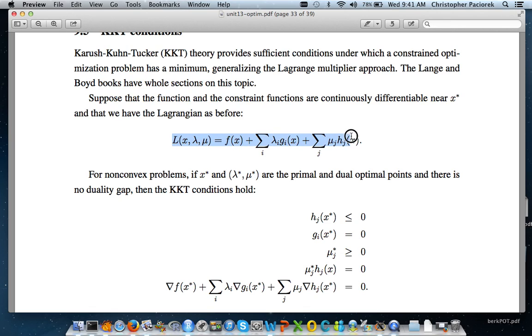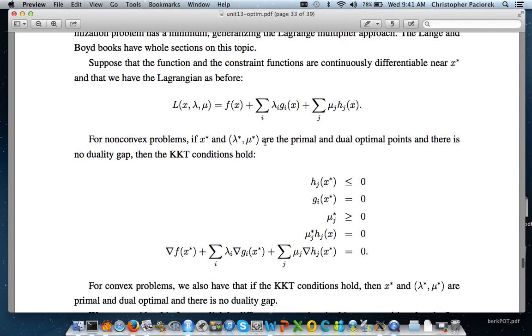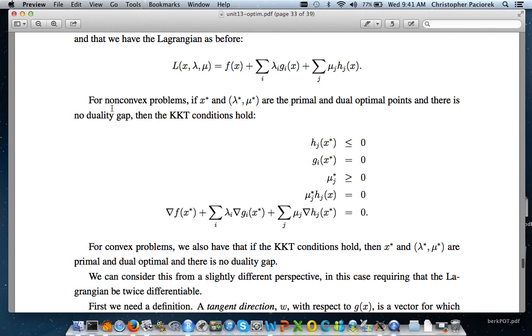So we have the Lagrangian, again, that tries to deal with both the minimization and incorporating the constraints into the minimization. It turns out that for non-convex problems, if you have a candidate x star and corresponding lambda star and mu star that are these primal and dual points, and if there isn't any duality gap, then these conditions will hold. And if you have a convex problem, and these conditions hold, then that tells you that x star is your optimal point, that these are the optimal values in the dual form of the problem, and also that this duality gap doesn't exist.